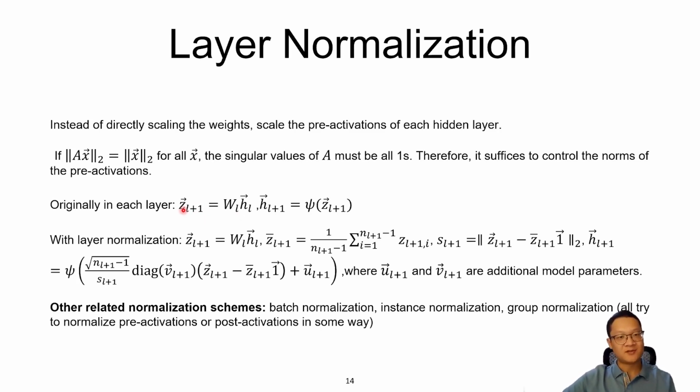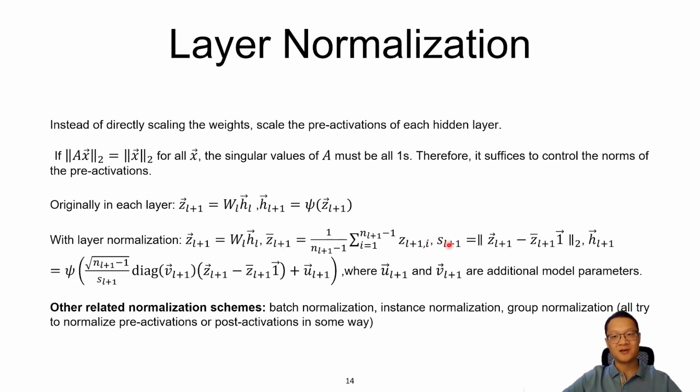So this is the formula for multi-layer perceptrons with layer normalization. We still compute Z_{L+1} = W_L H_L, but afterwards we compute a normalized version of Z. First, we take the average of all the components of Z. That's going to be Z bar.